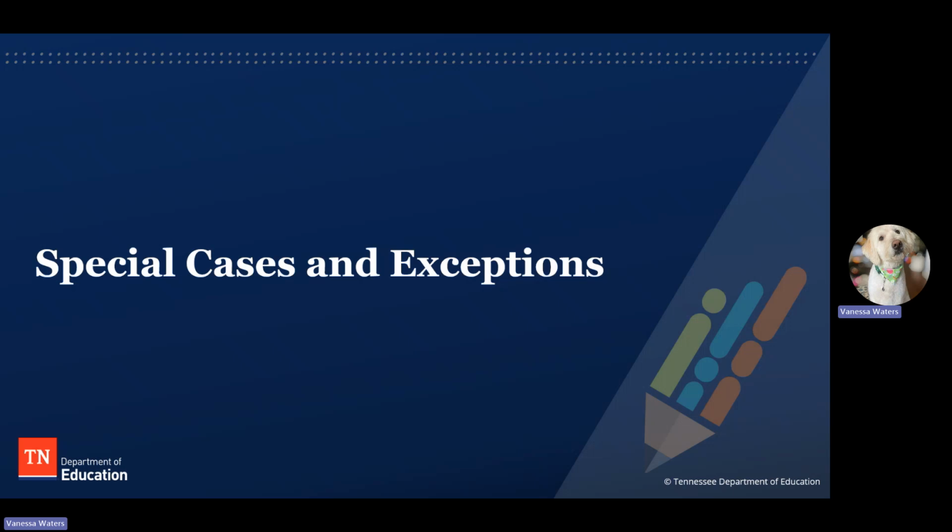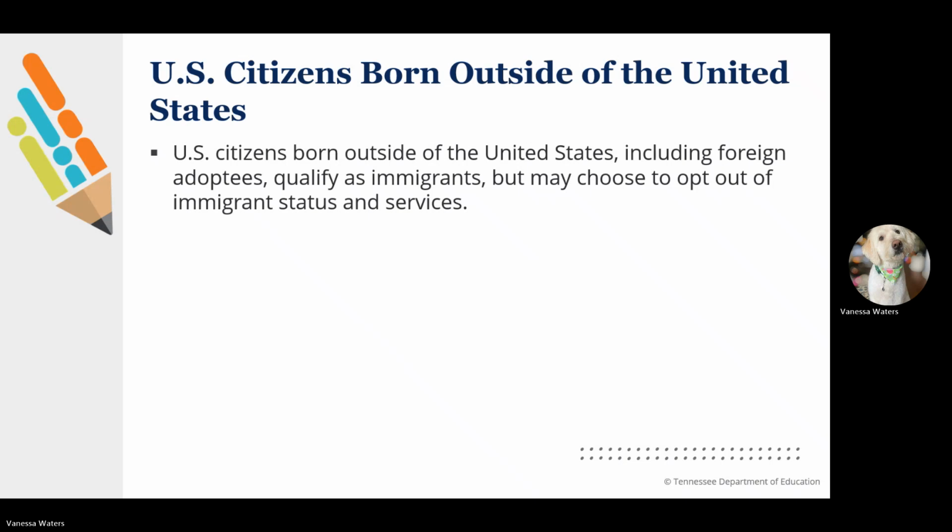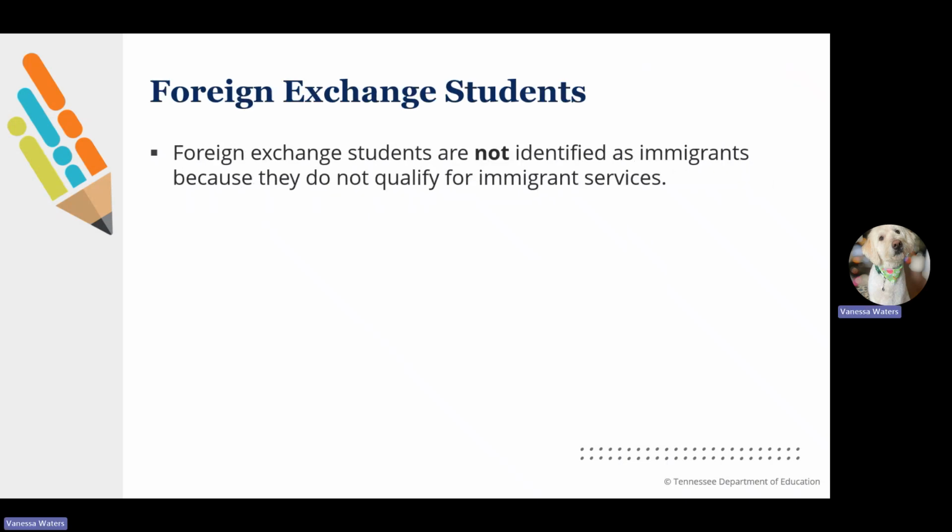All right, for our next section, we'll look at special cases and exceptions. So we're going to look at U.S. citizens born outside of the United States. And that includes U.S. citizens born outside the United States who are foreign adoptees. They qualify as immigrant, and they may choose to opt out of immigrant status or services. However, foreign exchange students are not identified as immigrant students because they do not qualify for immigrant services.